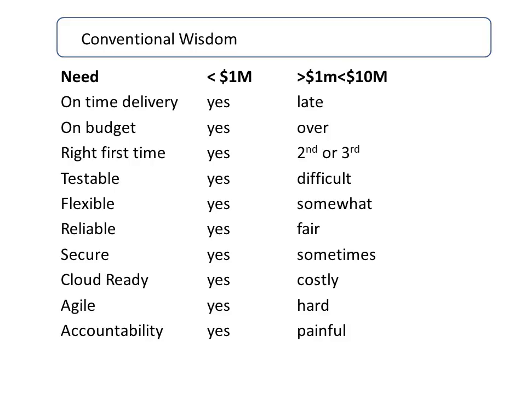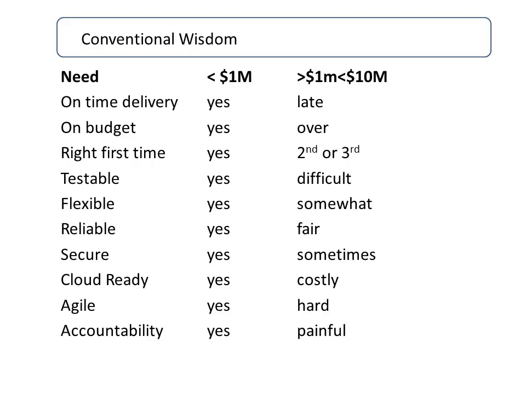Once the project reached that kind of in-between area, between $1 and $10 million, depending on the study, you could pretty much say that there was at least a 50% chance it would be late, over budget. It wouldn't be right the first time, it might be right the second or third time, it would be hard to test, pretty inflexible, not too reliable, security problems, and not as amenable to the cloud, not agile. Accountability was difficult to achieve.